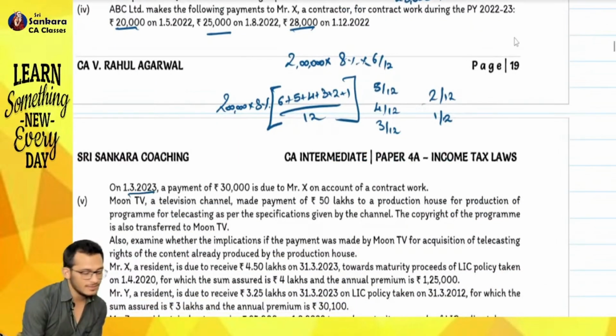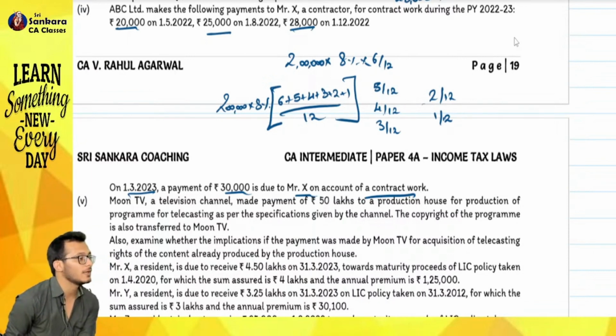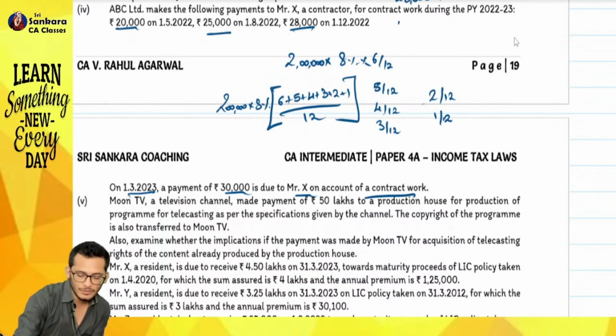On 1st March 23, a payment of 30,000 is due to Mr. X on account of contract work. Will you add this or not add this? Why? It is TDS on the date of credit in books or payment, whichever is earlier. Add the 3. 20 plus 25 is 45 plus 28 is 1 lakh 3,000. Total payment has gone beyond 1 lakh rupees. Therefore, TDS applicable, not applicable? Amount is 1 lakh 3,000 into.